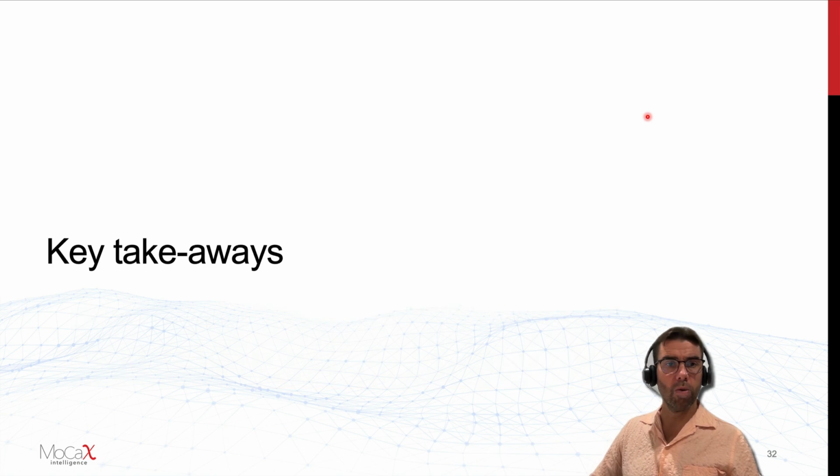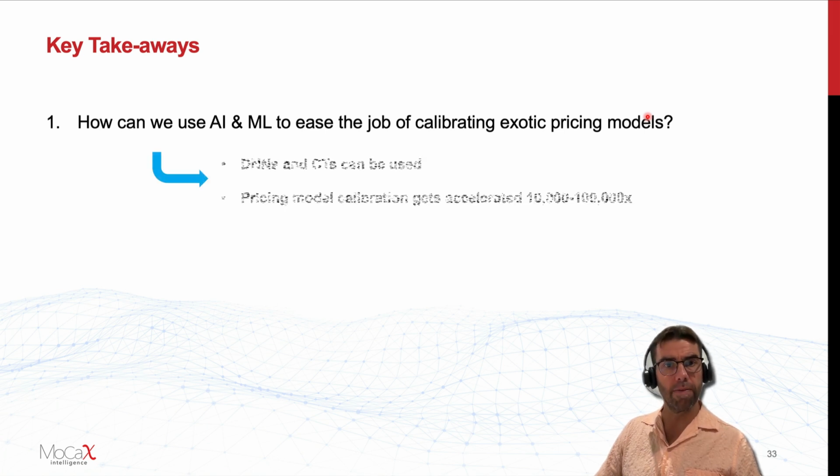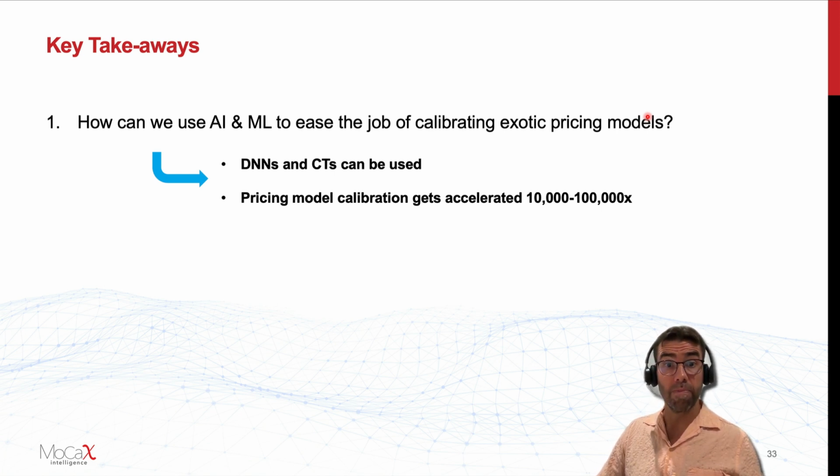All right, so let's wrap up with some key takeaways. We had two questions that we started with. The first one was, how can we use AI and machine learning to ease the job of calibrating exotic pricing models? I think we have shown how both DNNs and Chebyshev tensors can be used, and with both of them the model calibration gets accelerated by 10 to 100,000 times. So it is quite a substantial improvement.